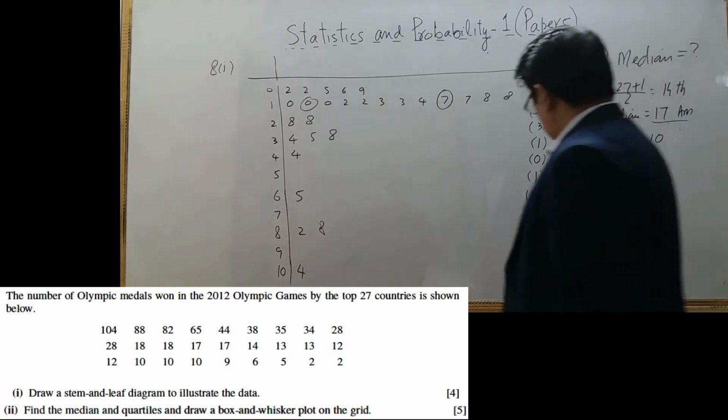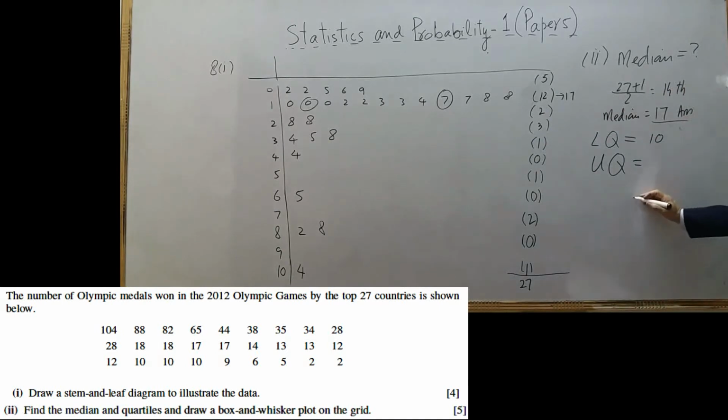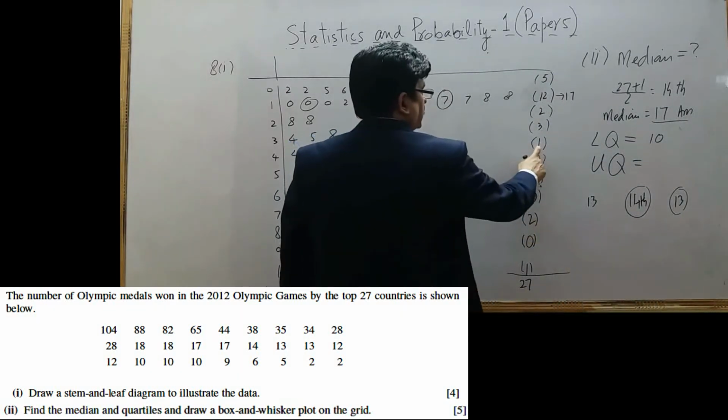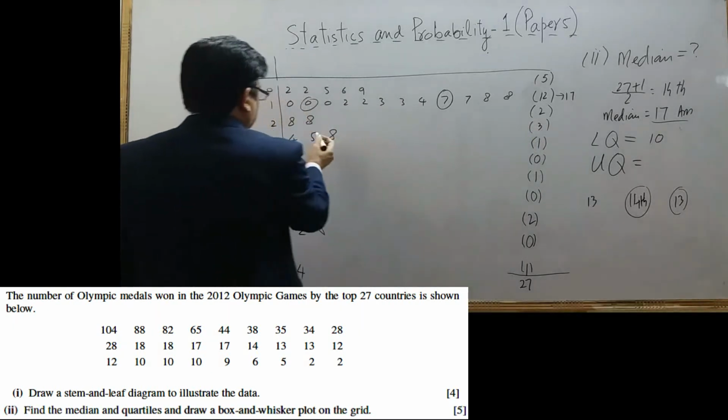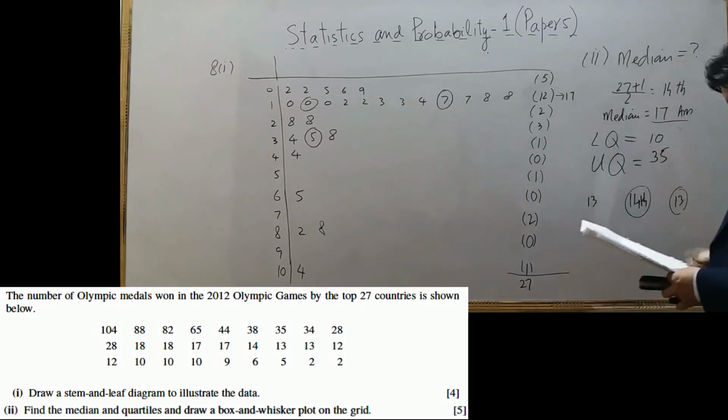Now again see that we have a total of 27 values. So we have the 14th value as the median. Before it we have 13 values, after it we have 13 values. So the median of this upper half will be our upper quartile. One way is you start from the bottom and move up to the 7th value: 1, 2, 3, 4, 5, 6 and 7. So this value will be the upper quartile. It will be 35.